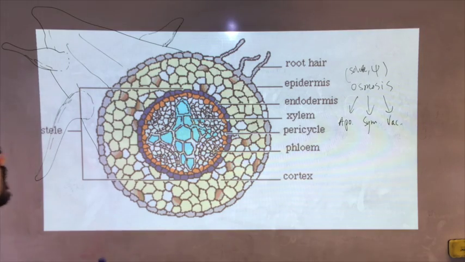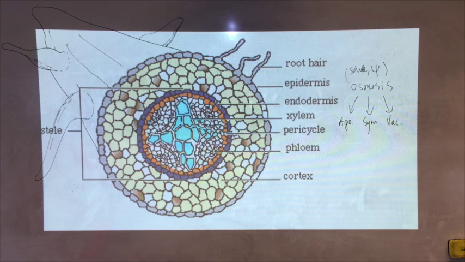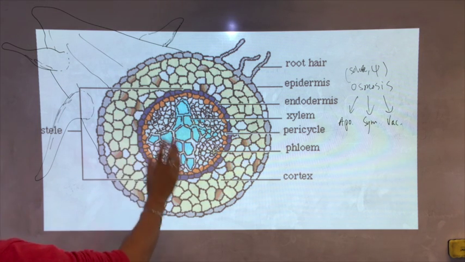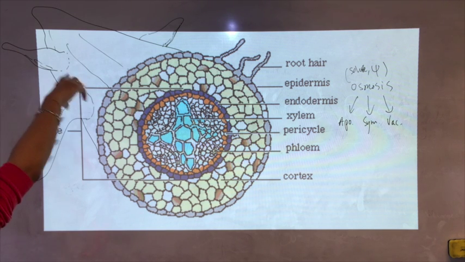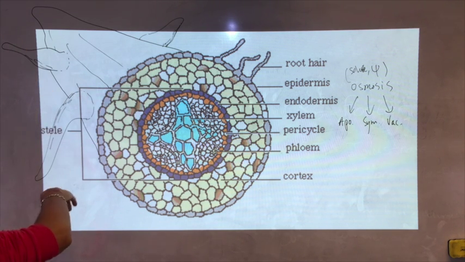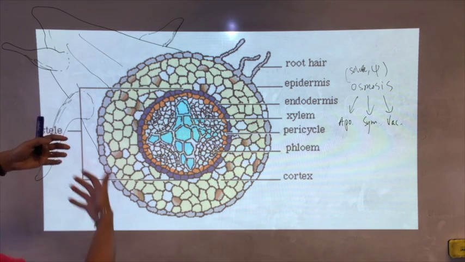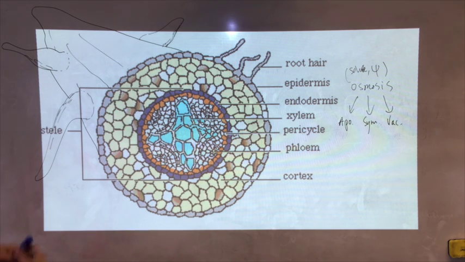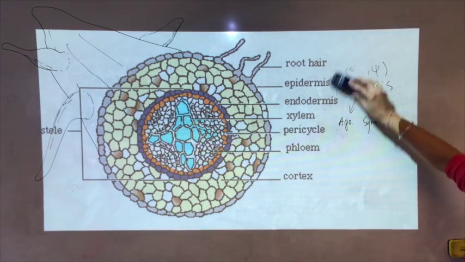What I've got here is a diagram of the cross-section of a root, just showing you what the collection of cells might look like. To make that point a bit more clear, I've drawn maybe the rest of the root structure. So if we had a piece of root and we sliced it and produced a cross-section, this is what we would see.